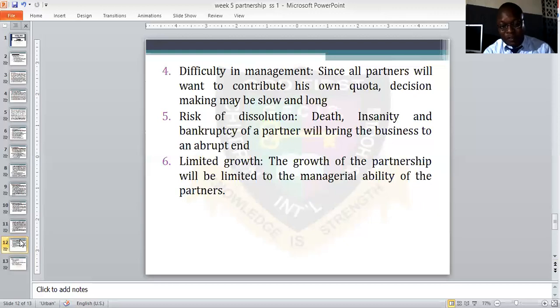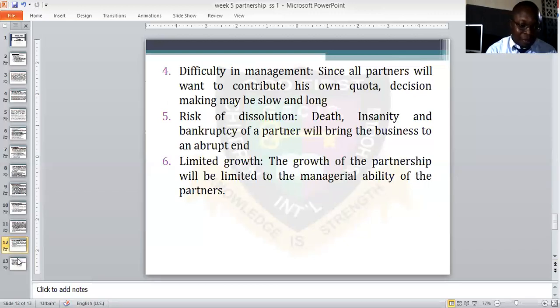Then we also have limited growth. The growth of the partnership will be limited to the managerial ability. So that means it's possible that the partnership business may not continue to grow the way they want, which will really affect the activities of the business.